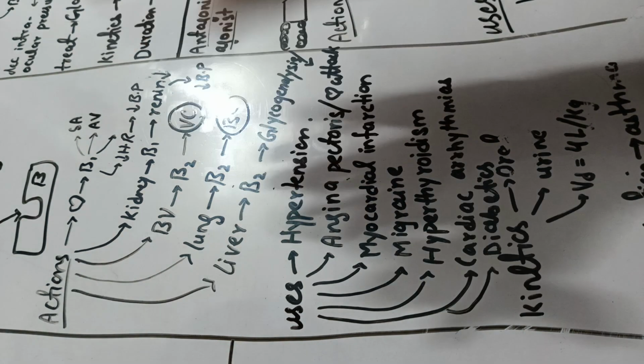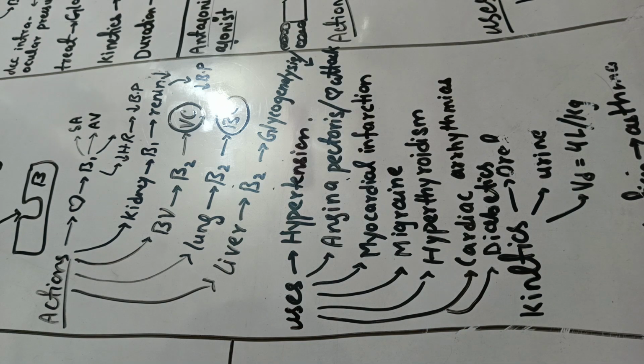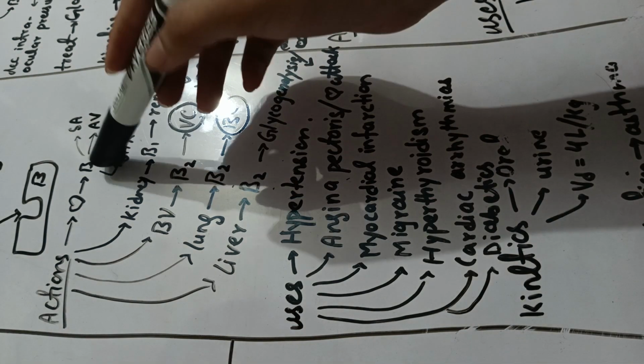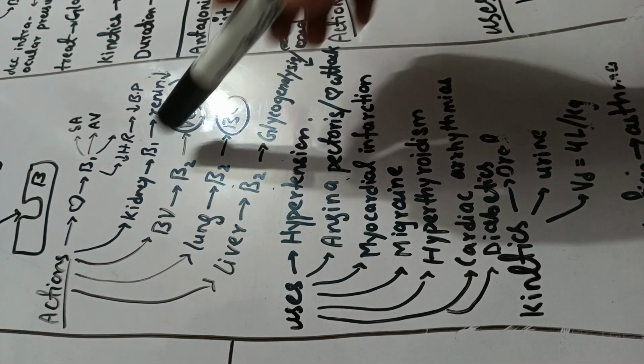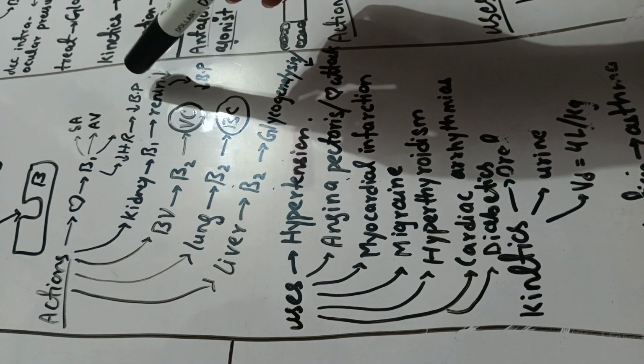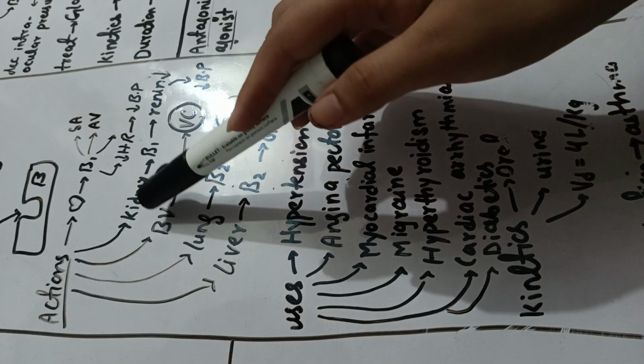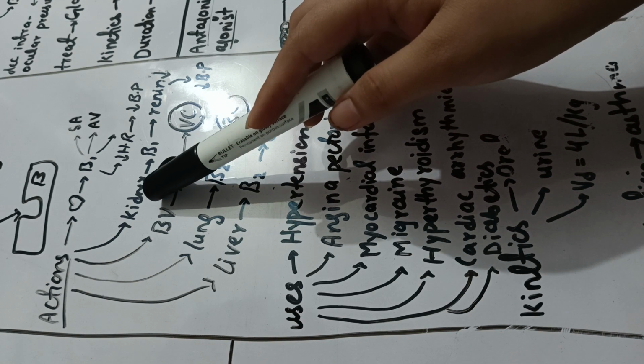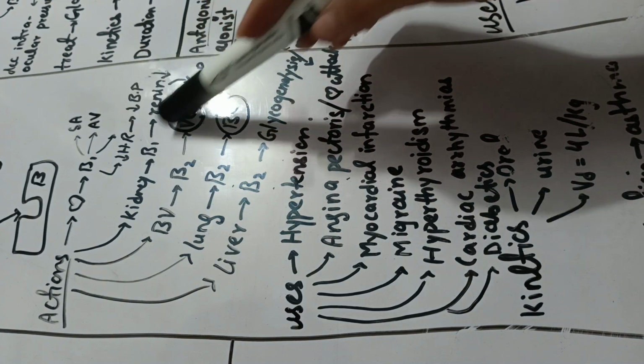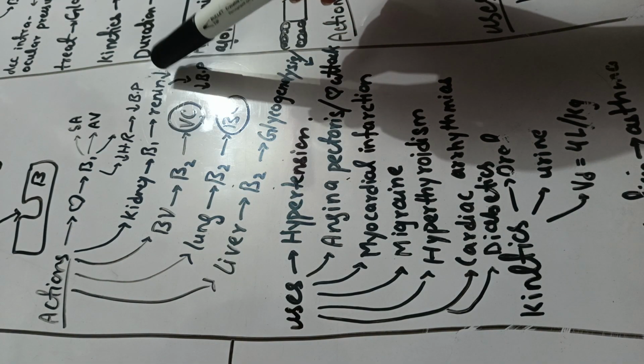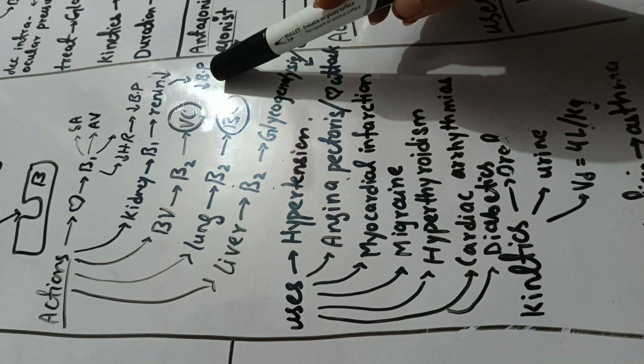I am not writing that, you people know it yourselves. So because it attaches to beta 1, it will decrease the heart rate and also decrease the blood pressure. The beta 1 receptors are also present on the kidney. So on the kidney they are decreasing the synthesis of renin, causing a decrease in the blood pressure.